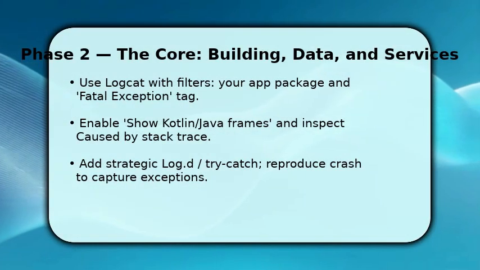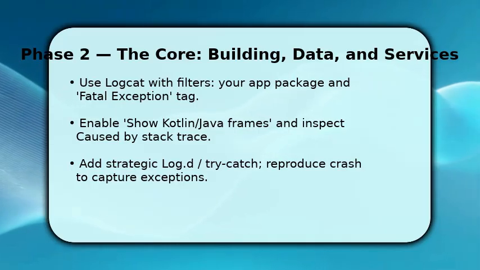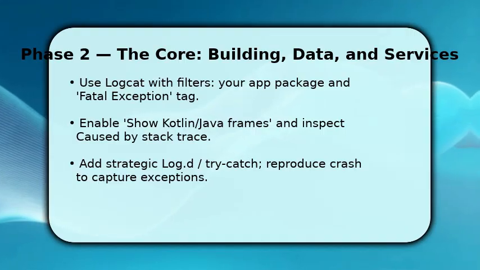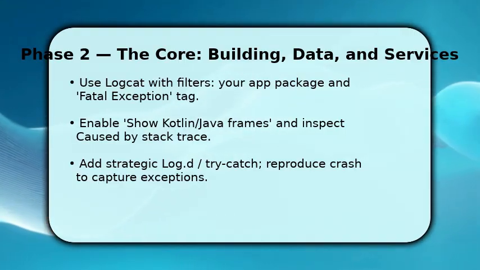Now dig into logs. Open Logcat, filter by your package, and look for fatal exception entries. This tells you the failing class and line. Once identified, expand the stack trace and inspect caused by to find the root cause, null pointer, resource not found, or class cast. Make focused code edits.